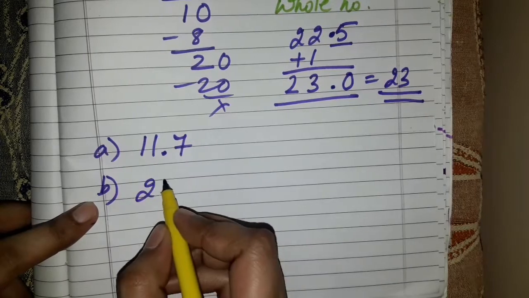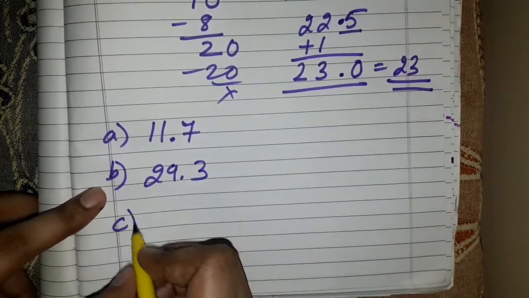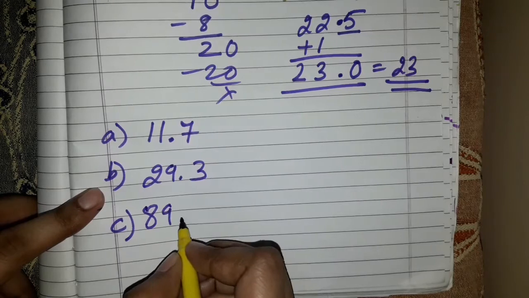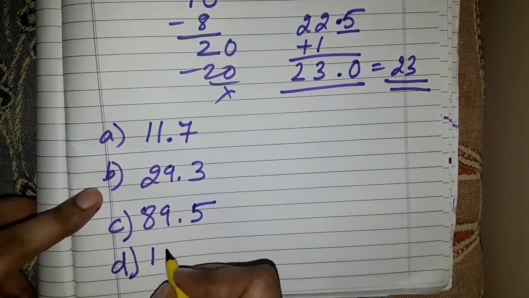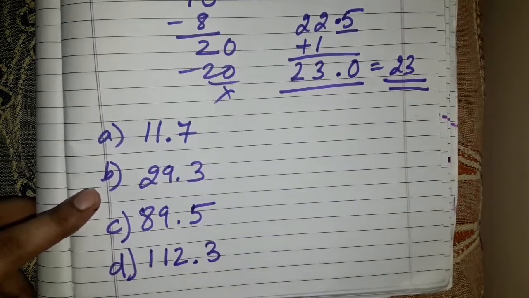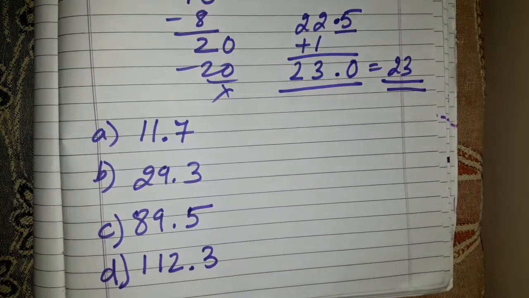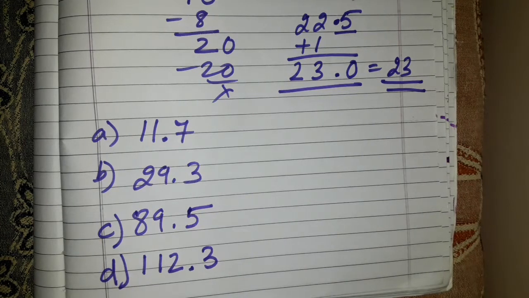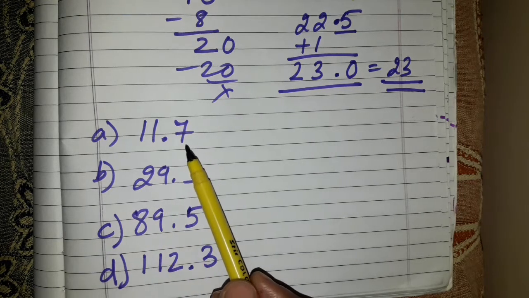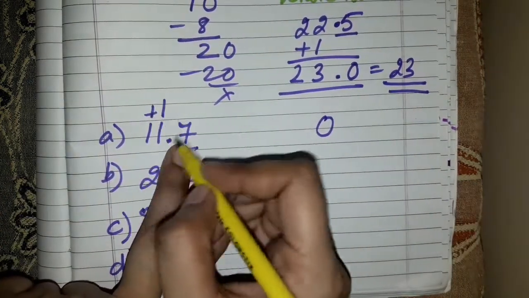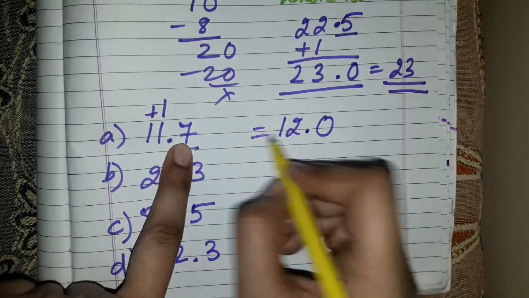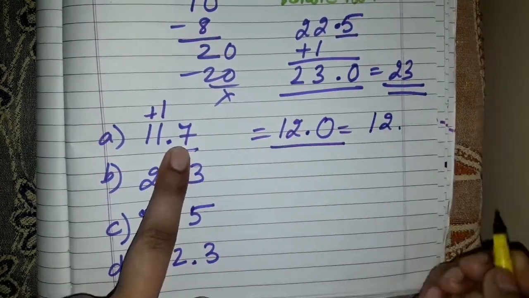So if there are certain numbers, for example, if you are getting the answer 11.7, if you are getting the answer 29.3, then 89.5, and suppose these are the cases, and you have to make them whole numbers. You are going to simply see the digit after the decimal point. Here the digit is what? 7. It is more than 5. So this will become 0. And it will give plus 1 here and it will become what? 12. So this will be the treatment, and 12.0 is 12.